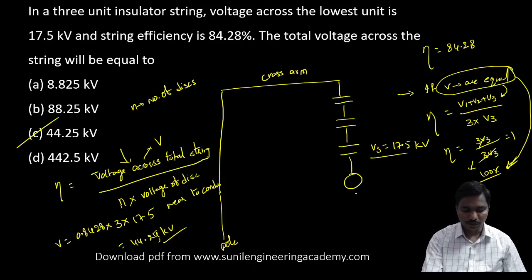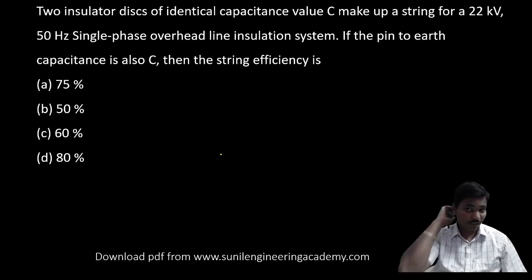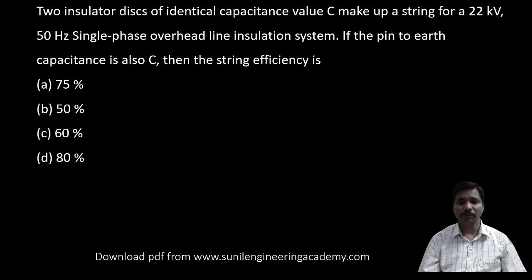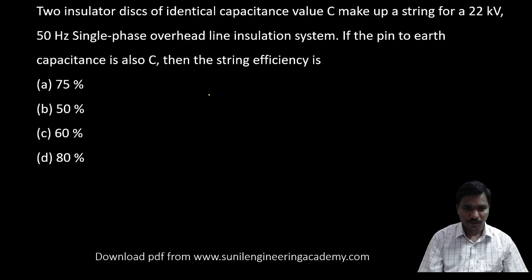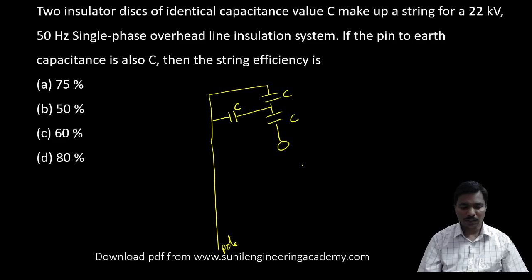Okay, coming to the next one. Two insulator discs of identical capacitance value C make up a string of a 22 kilovolt 50 hertz single phase overhead line insulation system. If the pin to earth capacitance is also C, the string efficiency is dash. Here they have given two insulator discs having capacitance C, and the pin to earth capacitance is also C. Then what is the string efficiency?